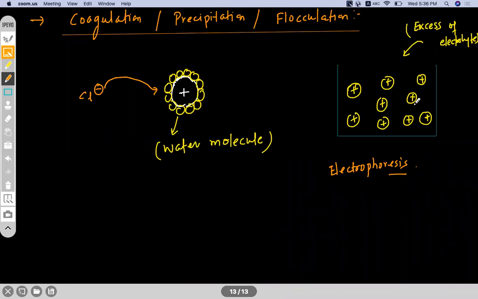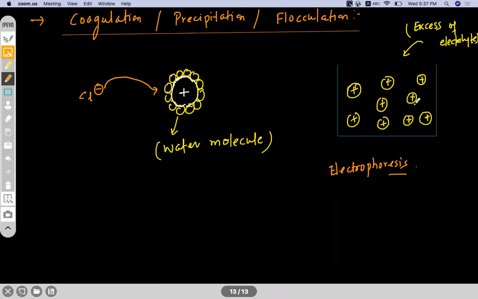When excess of electrolyte is added, the colloidal particles precipitate due to neutralization. Next line: the ion which is responsible for coagulation is called the coagulating ion, or flocculating ion, anything you can say.